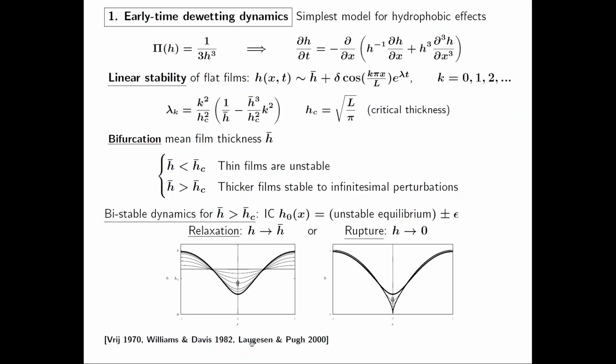So that's clearly an instability that's different than perturbing in the neighborhood of the flat state. But this family of periodic solutions bifurcates off the flat states if you're at this critical thickness.